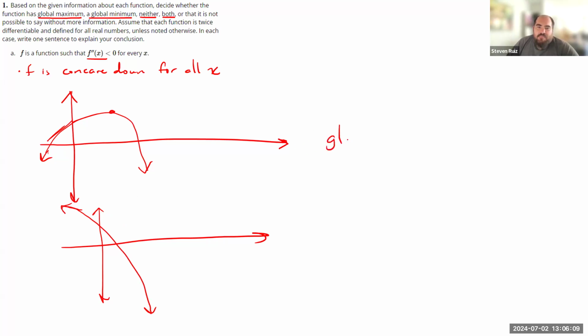So let's talk about global maximum. Hopefully I've convinced you that the answer to that is maybe. Because if your function is increasing anywhere, it's going to come to a point where it comes to a global maximum. It's going to come to a peak like this. But it might not. Now let's answer the other one. What about a global minimum?